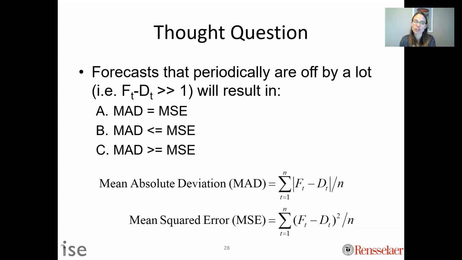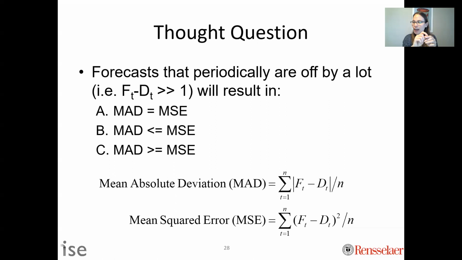So my next thought question is, given these are both common ways, and they don't have this problem that we saw with the bias measure, which of the following is true? Forecasts that are periodically off by a lot will result in what? So what do I mean, first of all, by periodically off by a lot? Let's say we have 100 data points, our N is 100.